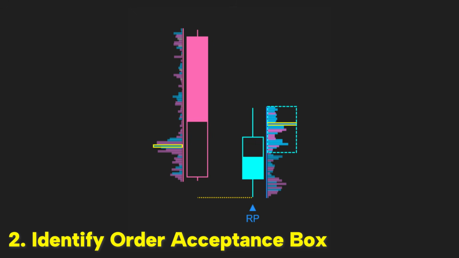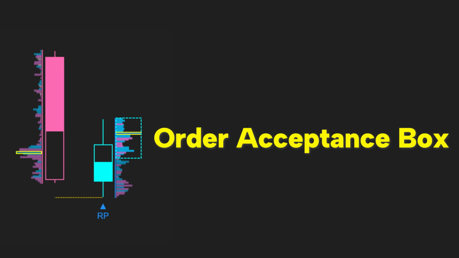Next, in step 2, the indicator analyzes and identifies the order acceptance box. As you know, this is the price zone where the highest concentration of trading volume occurs within a single candle. For a bullish candle, the ideal order acceptance box should appear near the upper portion of the candle. This indicates that traders are willing to pay higher prices to buy rather than hesitating and waiting for lower levels. It's a clear sign of price acceptance and strong buying pressure.